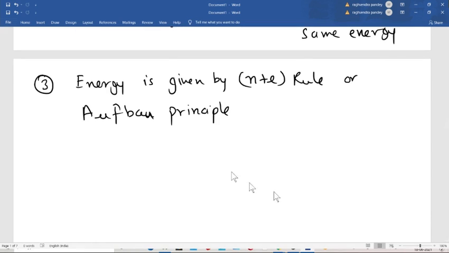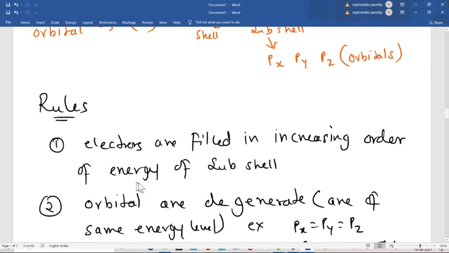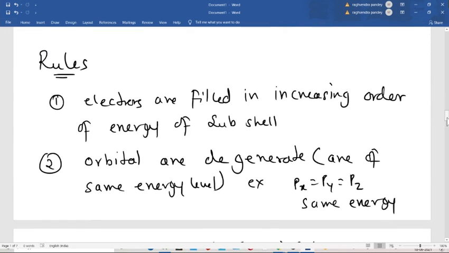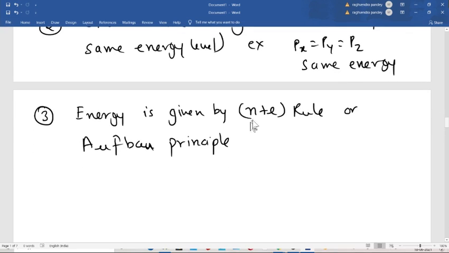Now what is the N plus L rule? Let's write these orbitals. Energy is given by N plus L. N you know, L you know. I am giving you this so you know how to write in increasing order of energy, because we have to fill the electrons in increasing order of subshells. N is shell, L is subshell. So that is your 1s, then in second it is 2s, 2p, then 3s, 3p, 3d.